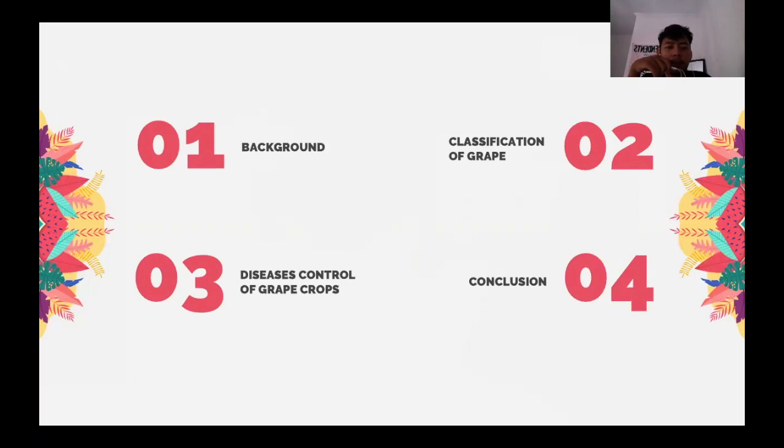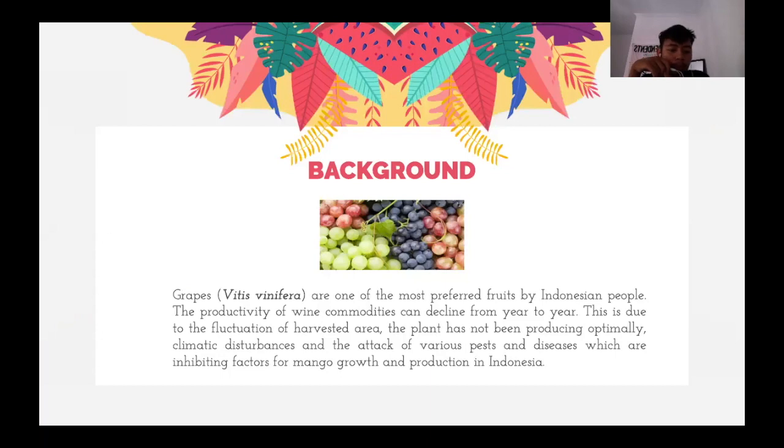The presentation consists of four subjects. The first is background, and then classification of grape, disease control of grape crop, and conclusion. The background.